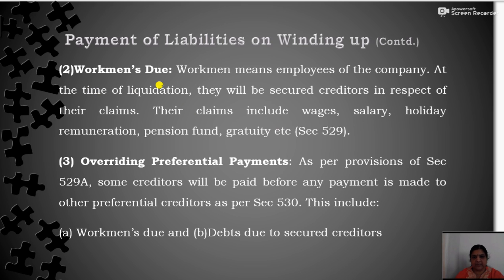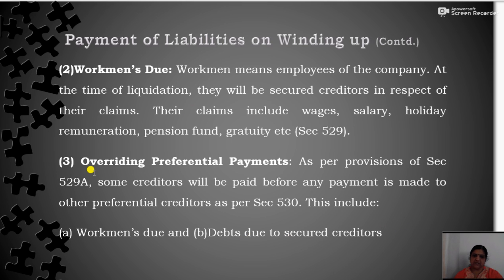Okay, so workmen's due. In this case, workmen means employees of the company, and at the time of liquidation or winding up, they will be secured creditors in respect of their claims. And what are their claims? Their claims include wages, salary, holiday remuneration, pension fund, gratuity, etc. Then, overriding preferential payments. As per the provisions of section 529A, some creditors will be paid before any payment is made to other preferential creditors. Okay, so this is as per section 530. Then this includes workmen's due and also debts due to secured creditors.